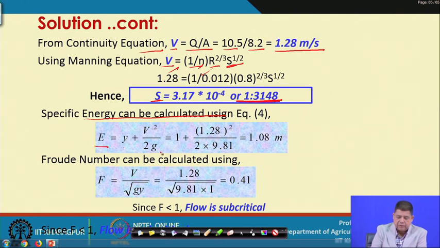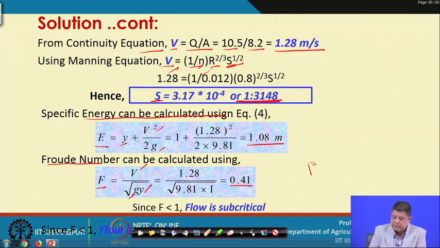Now, specific energy can be calculated using the equation E equals y plus V square by 2 g. So, y is known here, V is known here, g is known here. By putting the values we get the specific energy value as 1.08 meters. And then the third thing we have to find out is the Froude number. The equation we already know, Froude number is V by root g y. So, V, y and g are known. If you put the values we get the value of Froude number as 0.41.